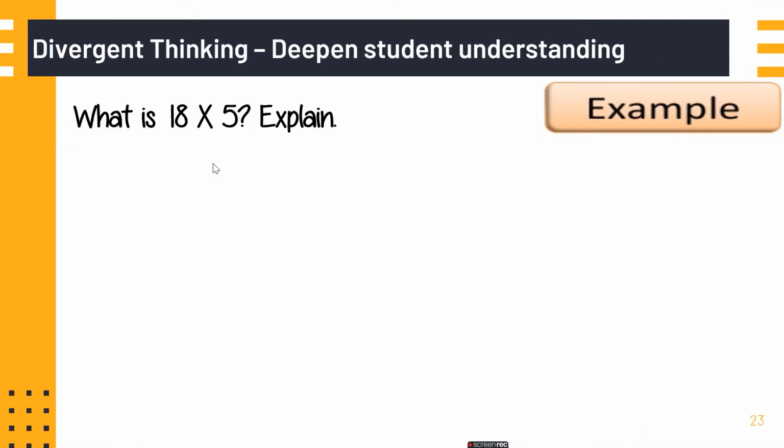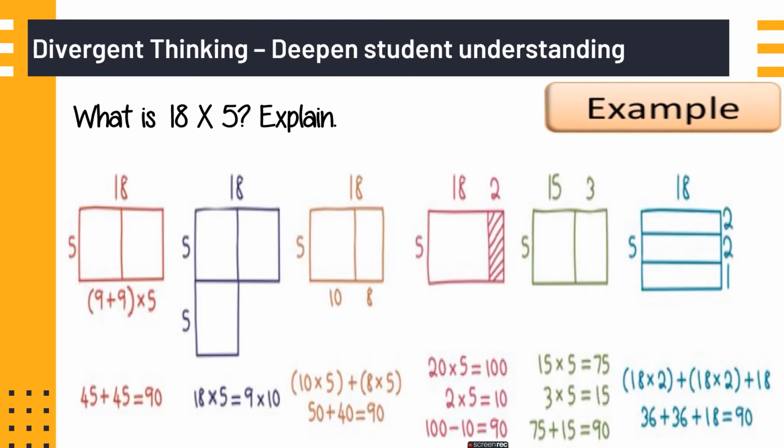Next, we need to encourage divergent thinking that will deepen students' understanding of concepts. For example, what is 18 times 5? It's a very simple multiplication. However, we can ask students to explain how they arrive at the solution. Students can arrive at the solution 18 times 5 is equal to 90 in a variety of ways. And that also indicates that in a class, thinking of the students could be different. And when we ask students to explain how they arrive at that, then they begin to reflect on how they understand a particular problem or a concept. At the same time, when they see the same problem being solved in a variety of ways, it helps them to deepen their own understanding.